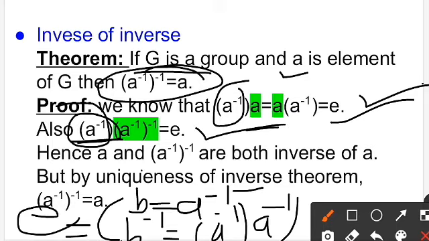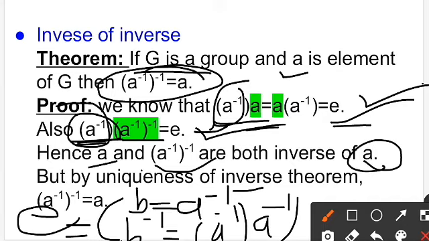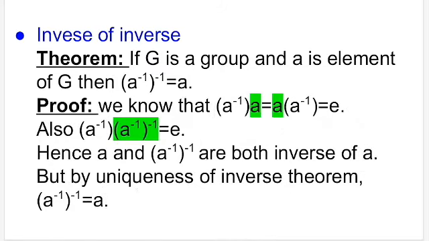Then from these two results, we can say that A and A inverse inverse are both inverses of A, because here we are multiplying A with A inverse and we are getting identity. Here we are multiplying A inverse inverse with A inverse, and we are getting identity. So A inverse inverse and A both are inverses of A, and by the uniqueness of inverse theorem we have just seen, it is not possible that two inverses of a single element are present in a group. Therefore A inverse inverse is equal to A. Clear? Let's go to the next.